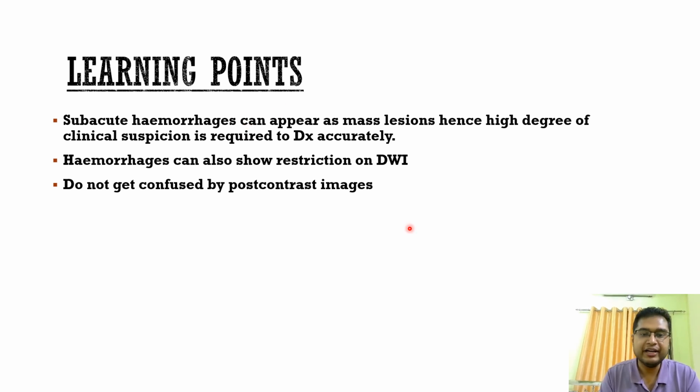But MRI definitely is very helpful in such cases, and to look at all the sequences and make use of all the sequences is actually very, very important. Because I started with the post contrast images, which actually look like an intensely enhancing solid mass lesion in the parietal lobe. You'll get confused as to what exactly, and you'll think along the lines of a neoplasm.